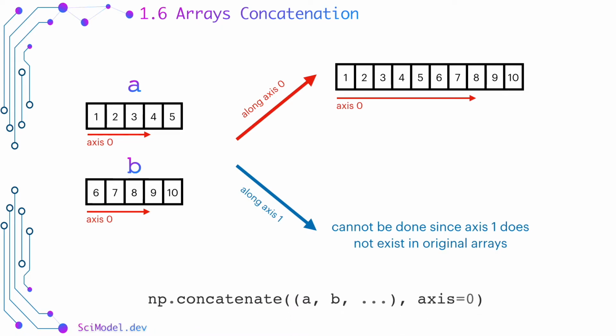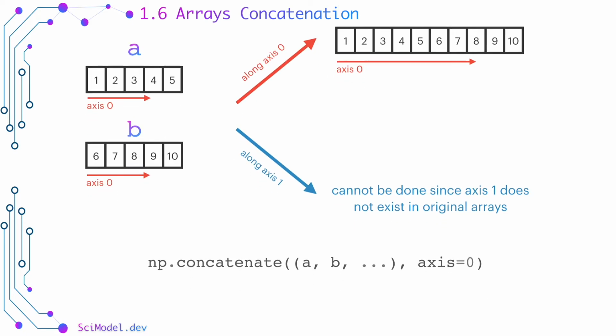This is the syntax of the NumPy functionality of concatenation. The first input argument is a tuple of arrays that you wish to concatenate. The second input argument is the axis along which you want to concatenate those arrays. By default, the axis value is set to 0, but you can set it to any axis value. Let's take another example.